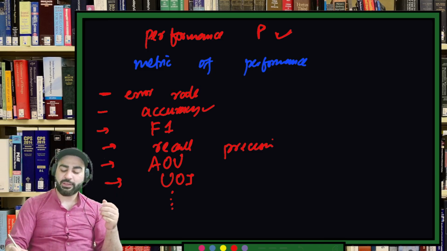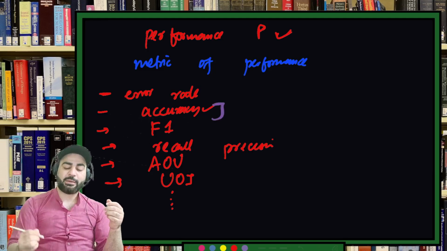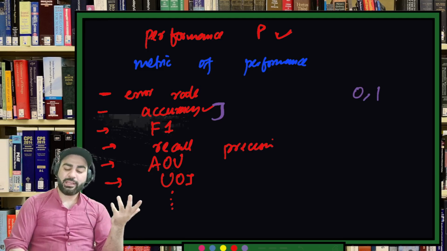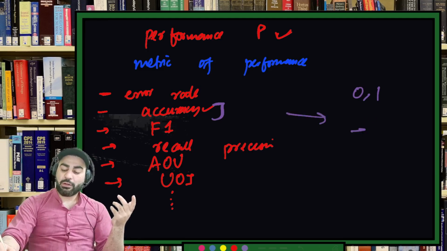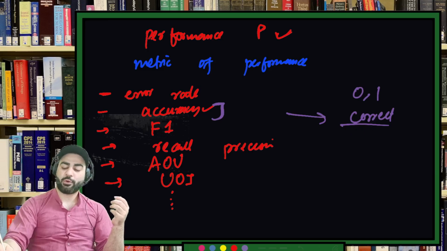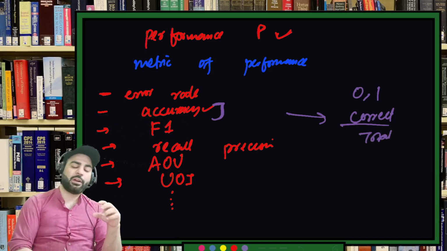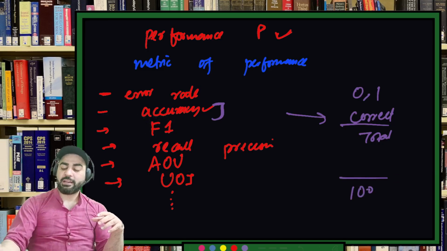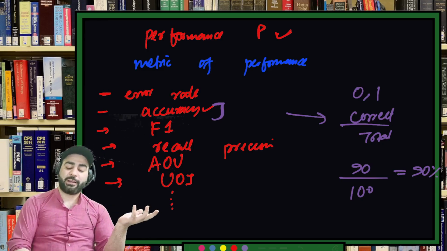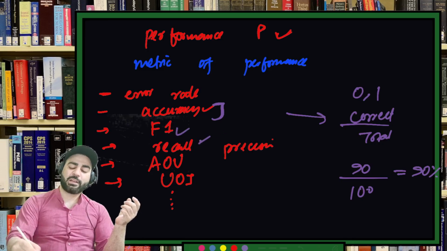So accuracy is one that is very easy to understand. Let's suppose you are doing binary classification, 0 or 1. By accuracy you mean correct predictions divided by total predictions. You have data points, let's suppose 100, and out of these 100 you got 90 of them accurate, so you are saying 90% is the accuracy. You can also compute the error rate from here. Then we have the F1 score, which comes from recall and precision.